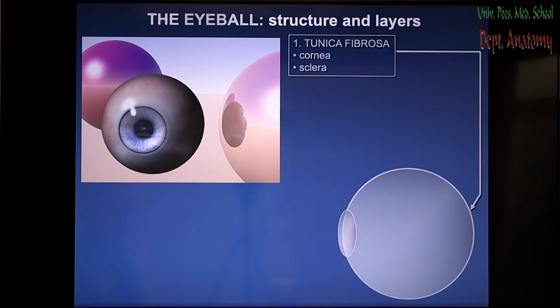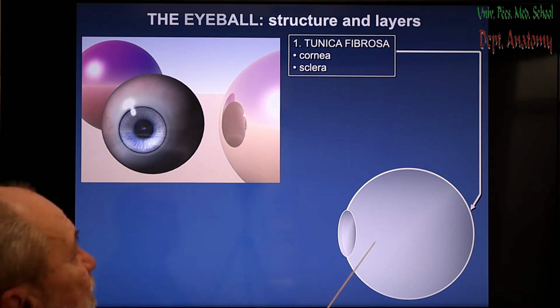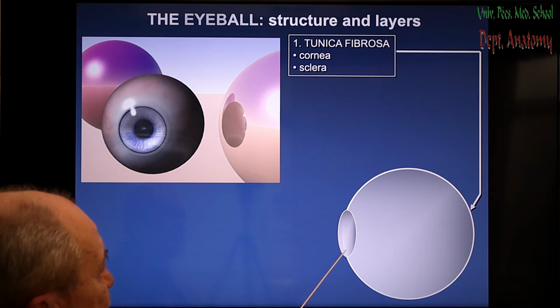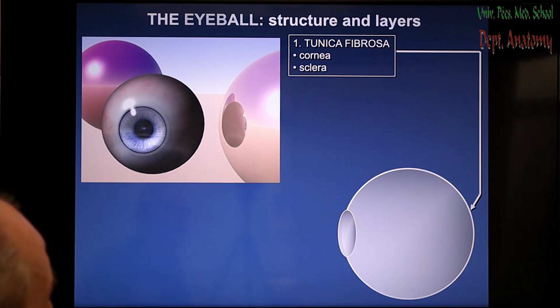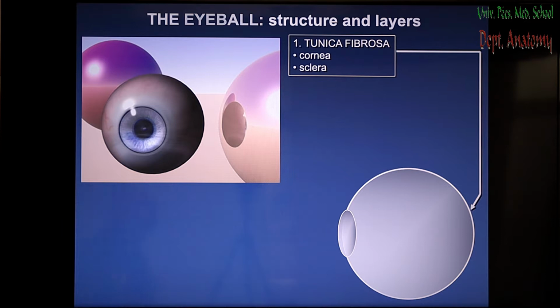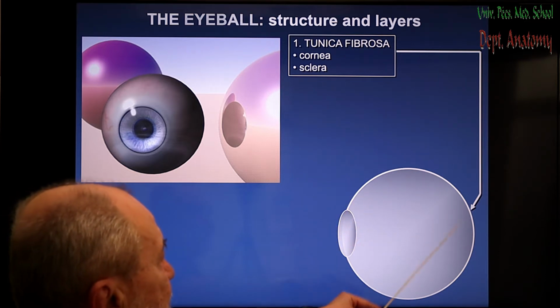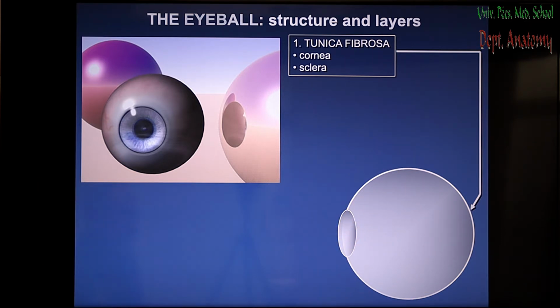Structural layers of the eye. You should consider the eyeball as having three different concentric layers fitting into each other. The outermost is the tunica fibrosa. As the name indicates, the dominant structure here is the dense collagenous connective tissue, but this tunica fibrosa has two different components. As we mentioned before, the anterior transparent part of it is the cornea. The rest, the majority of the tunica fibrosa, is the sclera.